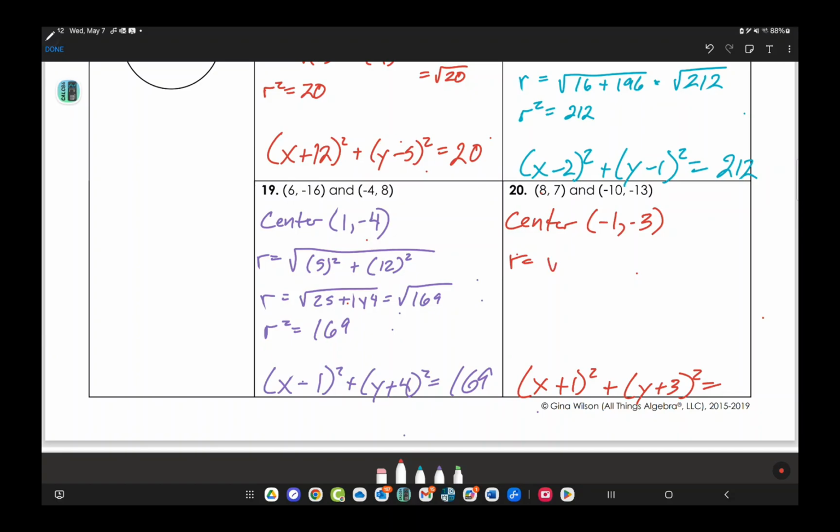So r is equal to, negative 1 to negative 10 is 9. Again, it doesn't make a difference which point you use. You could use both because it will be the same distance. Negative 1 to positive 8 is also 9. All right. Negative 3 to negative 13 is 10. So that gives you the square root of 81 plus 100. So r is the square root of 181, which means r squared equals 181.